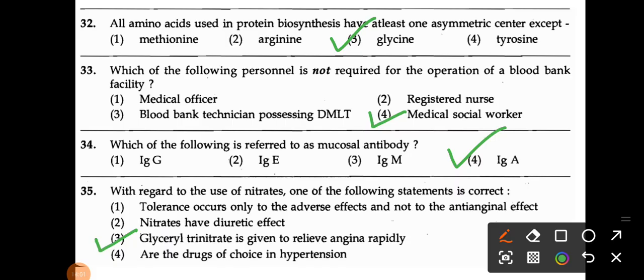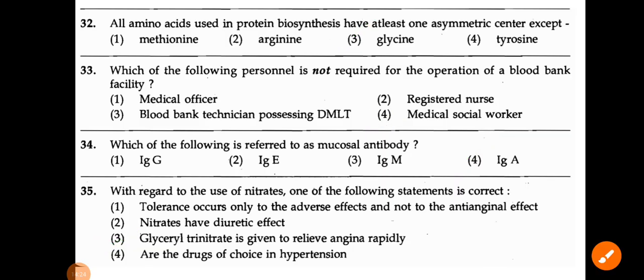Glyceryl trinitrate is given to relieve angina rapidly, because nitrates are generally used in angina pectoris. They are not the drug of choice for hypertension, and nitrates having diuretic effects is also wrong. So they are asking for the correct option, and that is option number 3, glyceryl trinitrate is given to relieve angina pectoris.